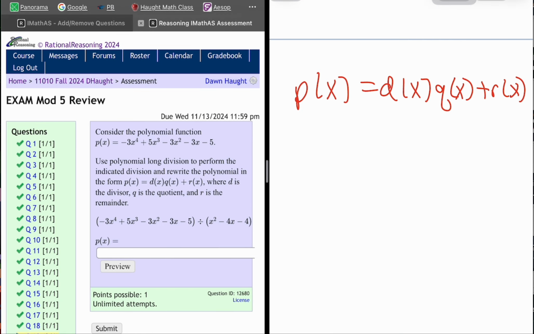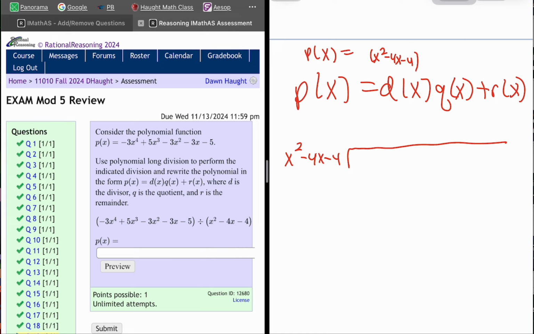Okay, so I need an x squared minus 4x minus 4. That is my divisor. That is my d of x. Q of x is my quotient. It's going to be my answer. I don't have that yet. I don't have my remainder. That's my r.